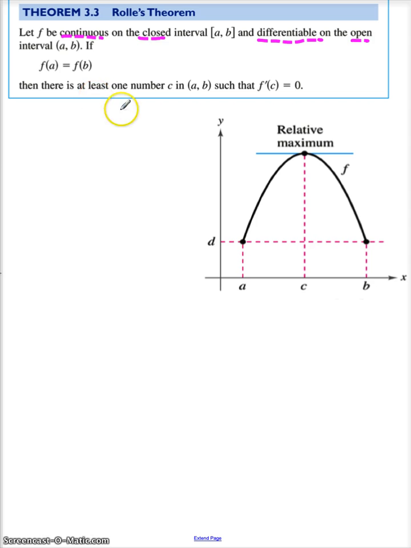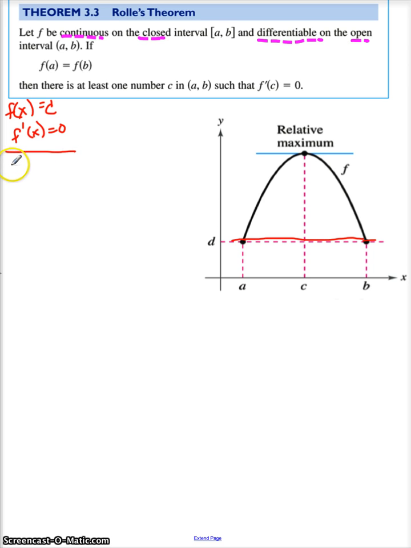Let's look at what happens if we're dealing with a function that is a straight line. If f(x) is some constant c throughout the entire interval, it is continuous on the closed interval and it's differentiable on the open interval, of course. It's a nice little straight line. Clearly f(a) equals f(b). This one is kind of a trivial case because the derivative is 0, the slope is 0.